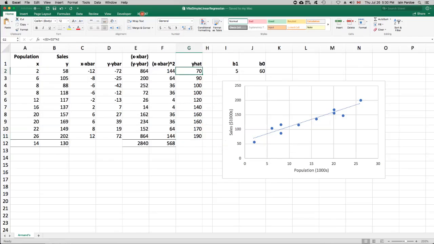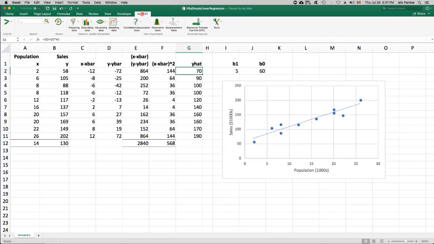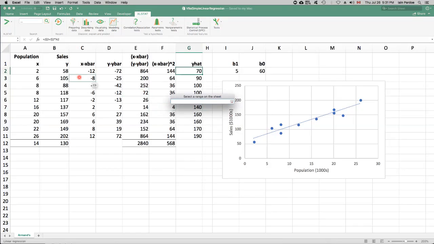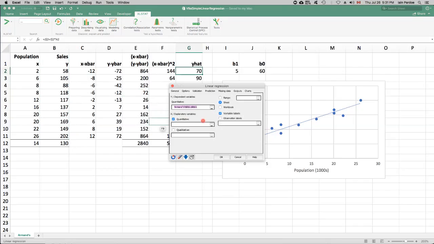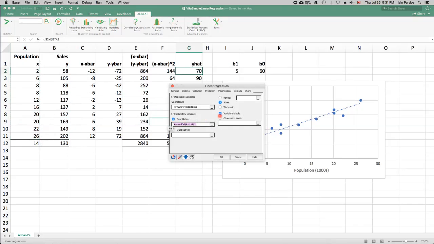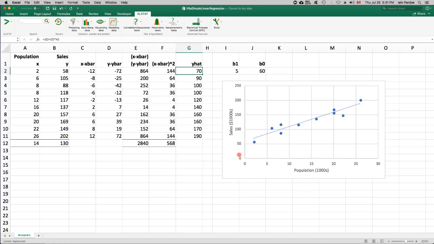Let's see how XLStat estimates this model. We'll select modeling data and then linear regression. Then we select our variables. Y is the response variable, that's this one, and X is the predictor variable, that's this one. We've got variable labels at the top of our selections. Let me just check on options, validation, prediction. Okay, everything looks fine, so let's just okay that.